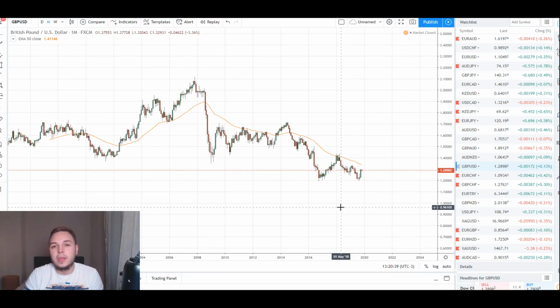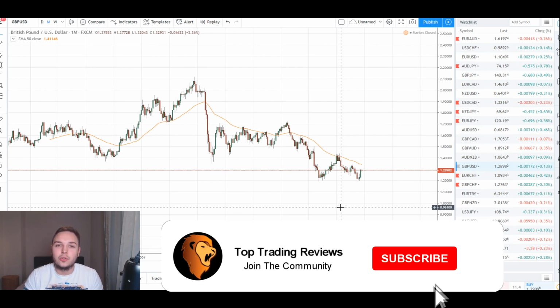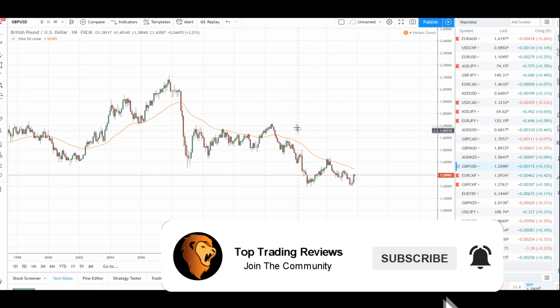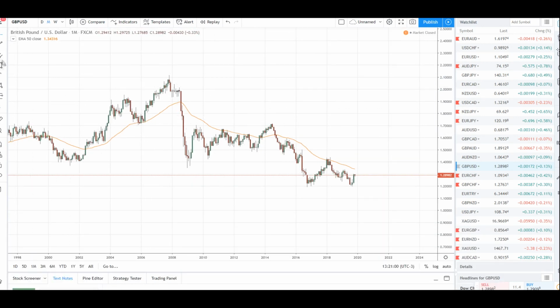Hey guys, what's up? Today I'm gonna show you how to analyze high probability trades on the Forex trading market. So let's begin. On GBP USD, as we can see over here, this is our monthly time frame, and that's where we start. The first thing we're gonna do is identify some key support levels, resistance levels and trend lines.